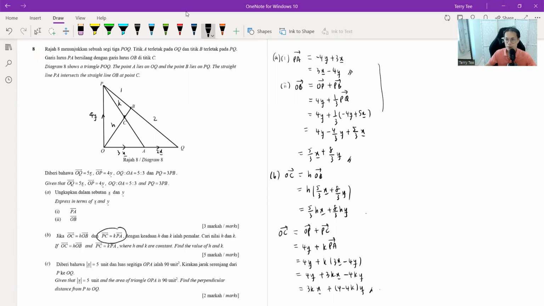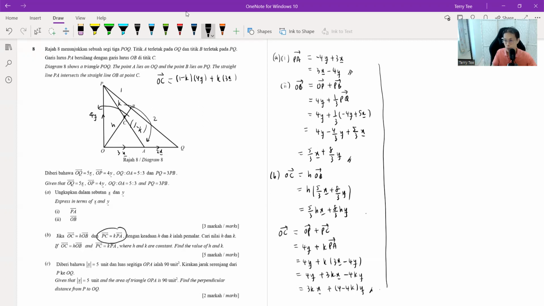All right, but I'm not done yet. Oh, by the way, we can use this shortcut method for the second one as well. So for example, this is k. This is 1 minus k because the total is 1. So you notice that if I want to go from O to C, I take this ratio, I times with 4y. So we can say 1 minus k times 4y, and then k multiplied by 3x. OA is 3x. k times 3x.